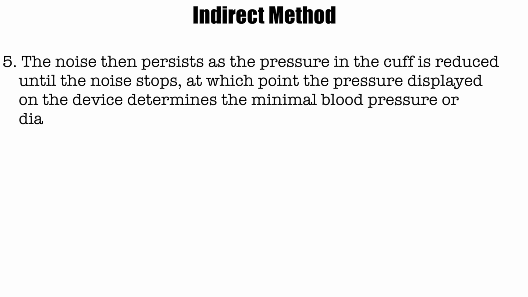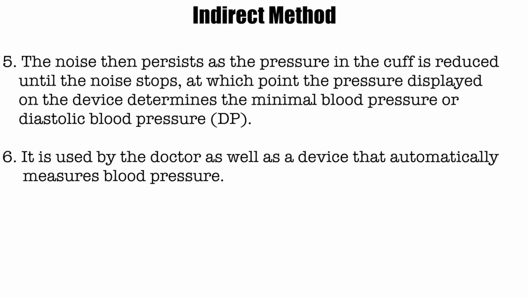The noise then persists as the pressure in the cuff is reduced until the noise stops, at which point the pressure displayed on the device determines the minimal blood pressure or diastolic pressure. It is used by the doctor as well as a device that automatically measures blood pressure.